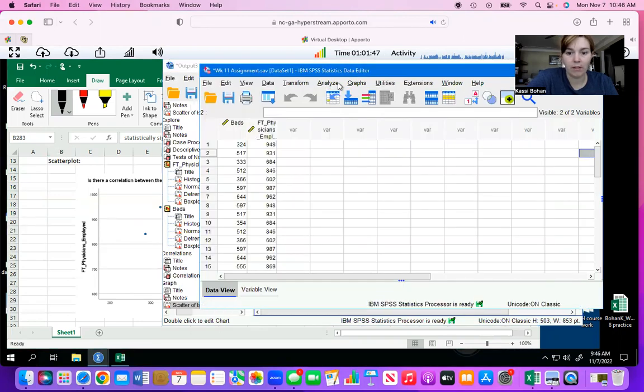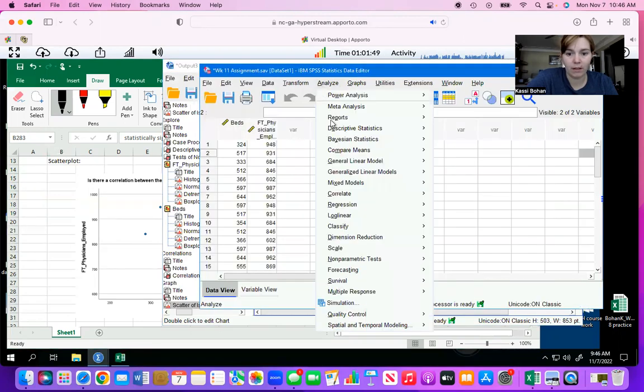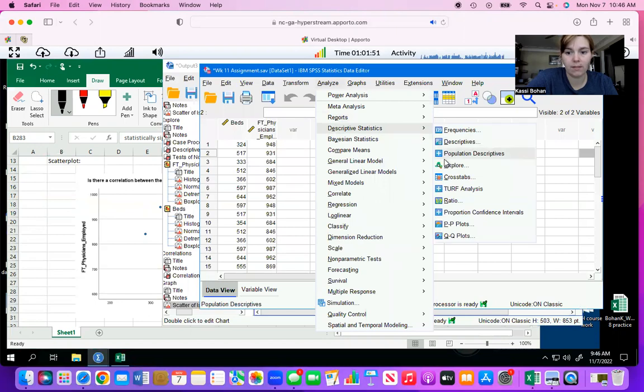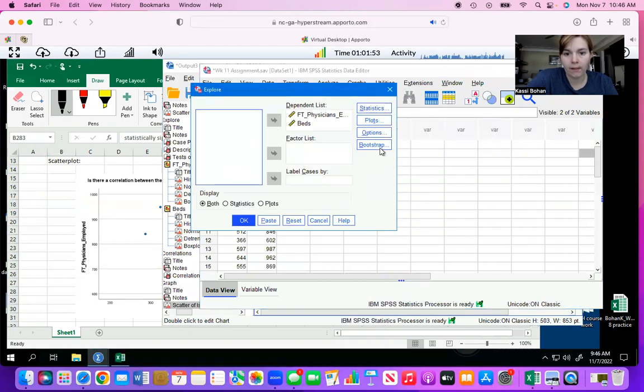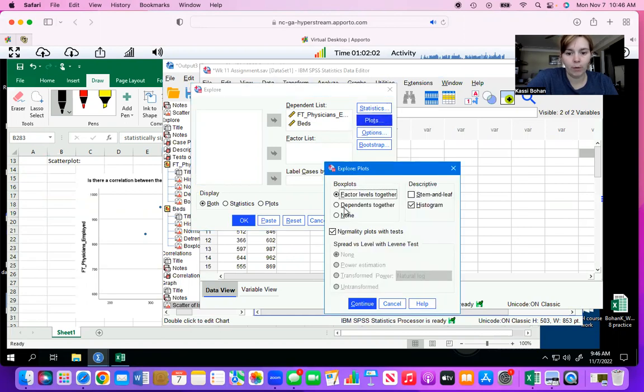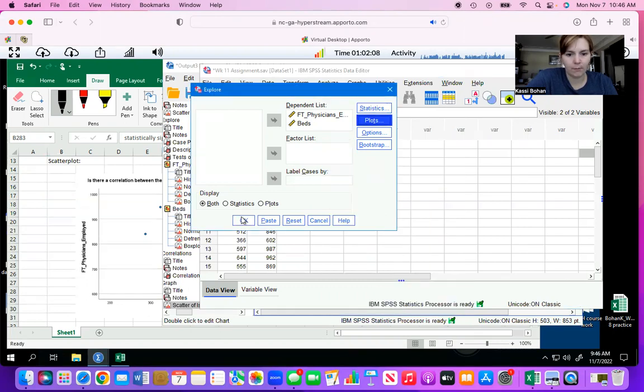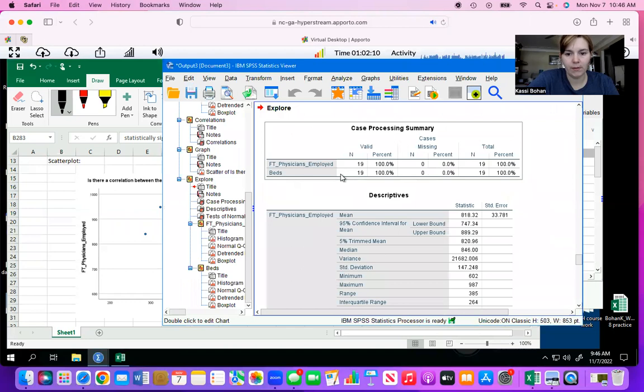Next, I'm going to run my descriptive statistics. So Analyze, Descriptive Statistics, Explore. You put both of them into the dependent list, the number of full-time employees and then the number of beds. You want to run your test for normality and your histograms. Everything else is fine, so I'm not going to go over that. As you can see, we have no missing information.